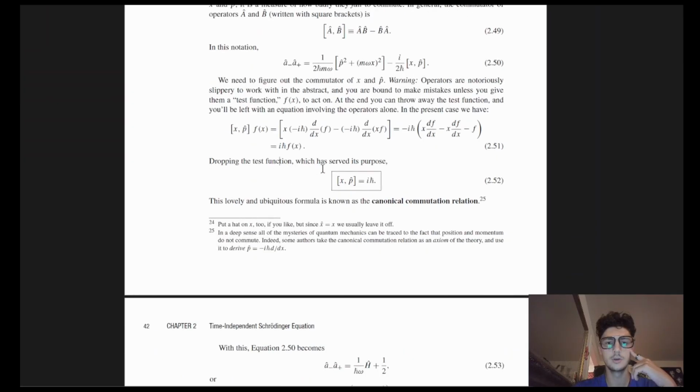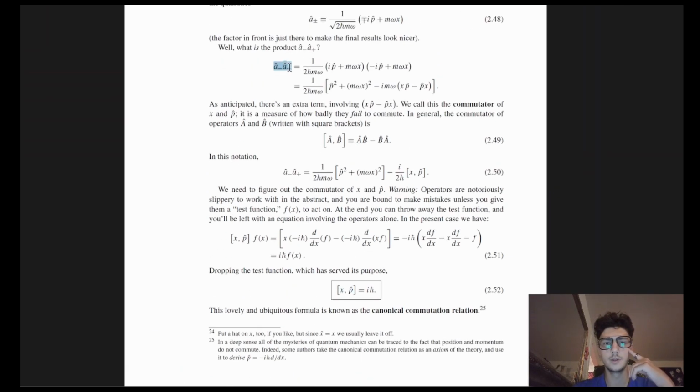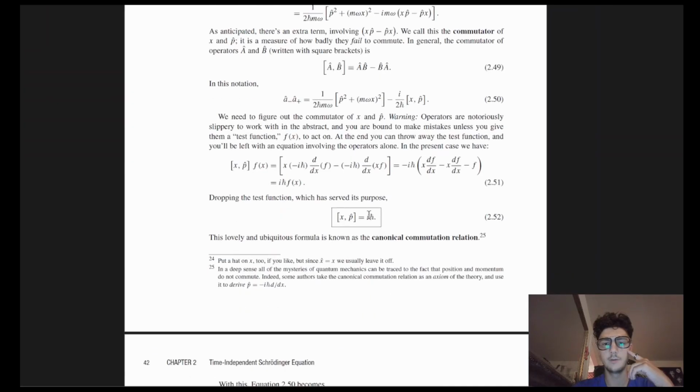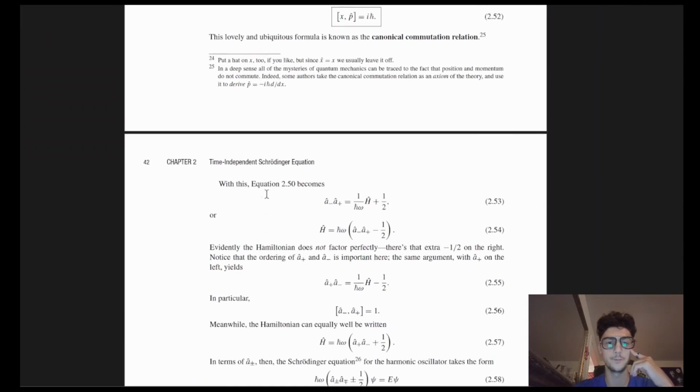So dropping the test function, which has served its purpose, we get the commutator of x and p is equal to i h bar. Why are we looking for this? Because we tried to find what this was, and then we got this thing here, the commutator. So he defines the commutator as this. Then he rewrites this whole equation using the commutator right here, and he wants to find the value of this thing. Now he found it, it's i h bar. So we're going to replace this whole thing with i h bar here, and the i's cancel and the h bars cancel, and we're left with 1/2, which is awesome.